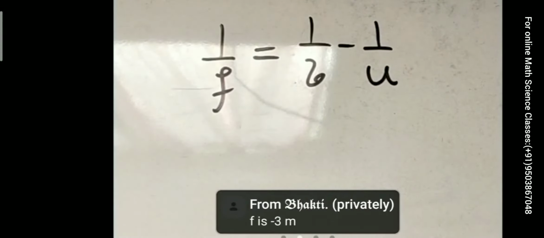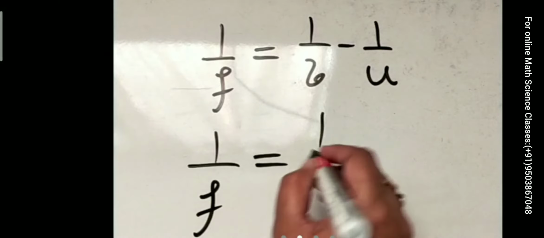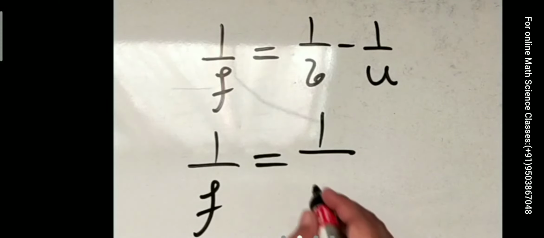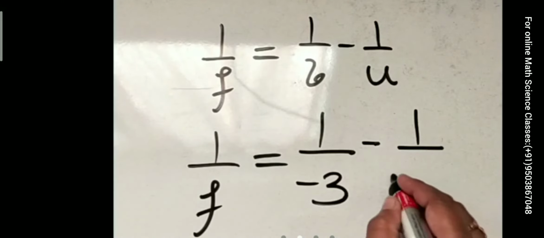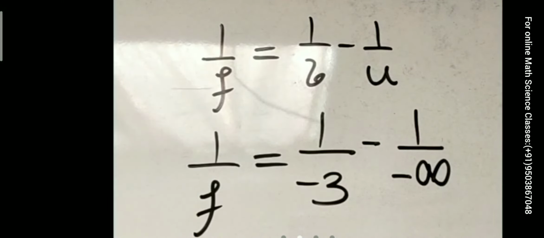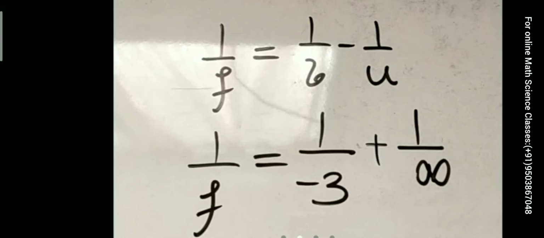Okay, minus 3 meter is the right answer. Very good, Bhakti. Yes. So 1 upon f is equal to 1 upon v, and v is minus 3. I'm going to write here minus 3, minus 1 upon u is minus infinity. So minus minus will become plus. You can write here directly plus 1 upon infinity.